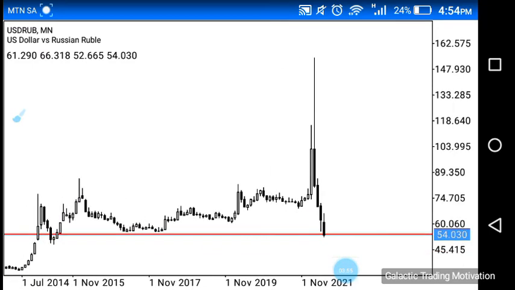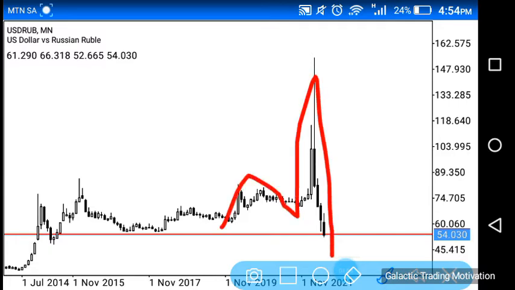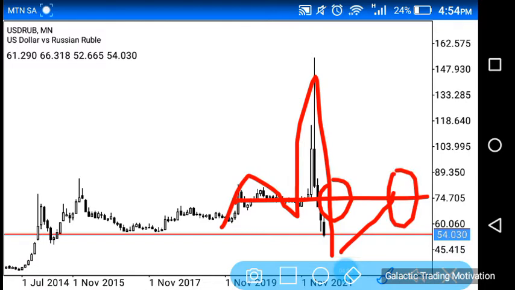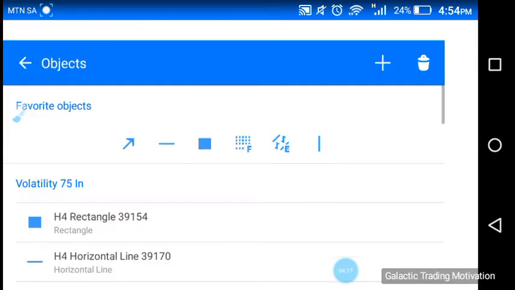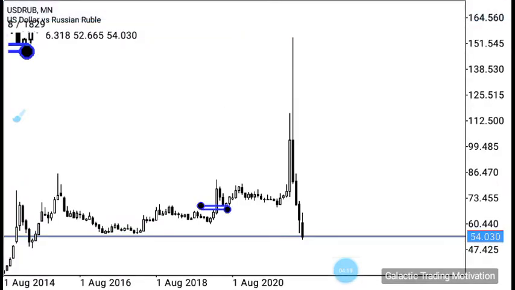Another thing that is also very interesting is that we actually have an overextended M formation in this region, with the neckline being there. Price broke the neckline, however, we are yet to see a retracement back to the neckline to retest it. And this may actually take place in the future. So what I'm going to do now is just add a neckline to that overextended M formation. Just bear with me, guys. So there goes our neckline.